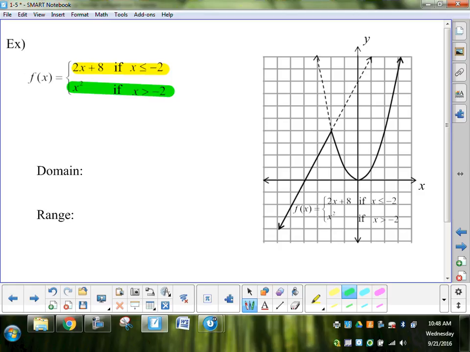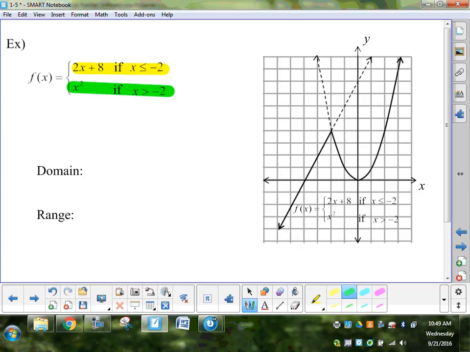Looking at that, I'm going to graph that yellow expression, 2x plus 8, if x is less than or equal to -2. I'm going to be graphing the function x squared if it is greater than -2. There's a transition there. At what x value am I transitioning from the yellow graph to the green one?